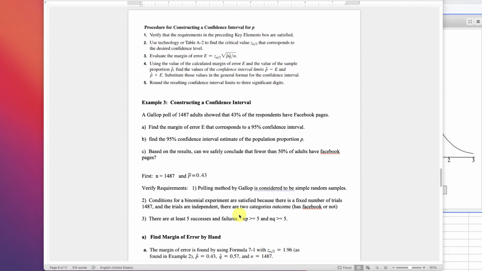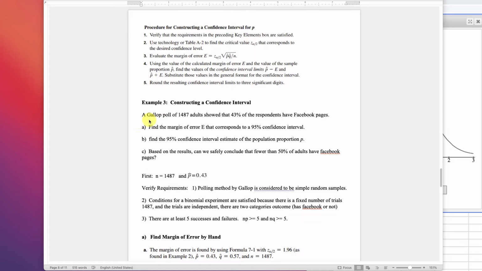Alright, so let's look at the procedure and try it by hand. Verify the requirements. Use technology or the table. I'm going to use technology. Estimate the margin of error. Use that error with p hat to find your limits and then round off.